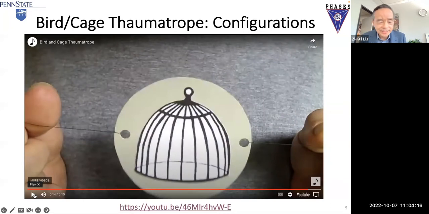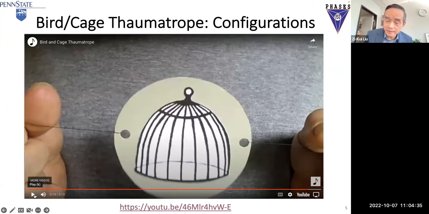Okay. The question is that we know if you do that slow, it's two sides, they're different. But if you play fast, the bird is in the cage. So what does it mean? Does it mean your observation is wrong? Is it illusion, or is it reality? Yeah, so that's very, very interesting.